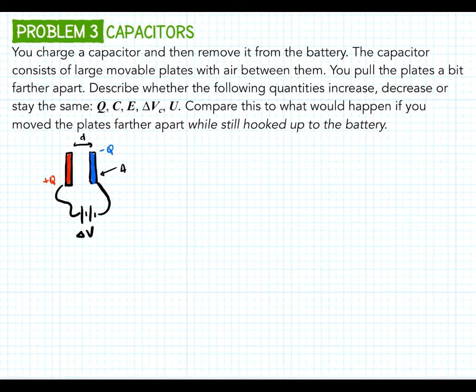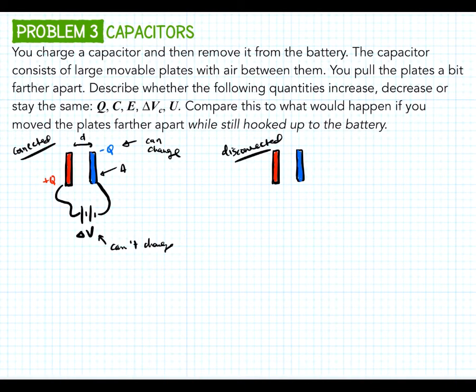So when they're connected to a battery, the battery determines delta V. But if they're disconnected from a battery, so let's say we get rid of the battery, then when they're connected to a battery, the battery preserves delta V. So that means these can change, but this can't. When they're disconnected, that means the minus q and plus q can't change, but delta V can change. Okay?